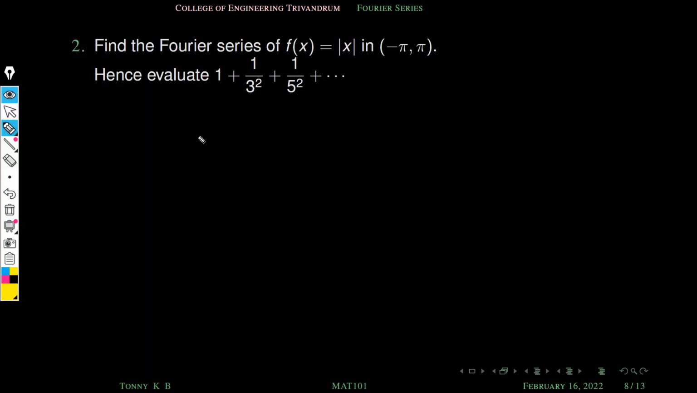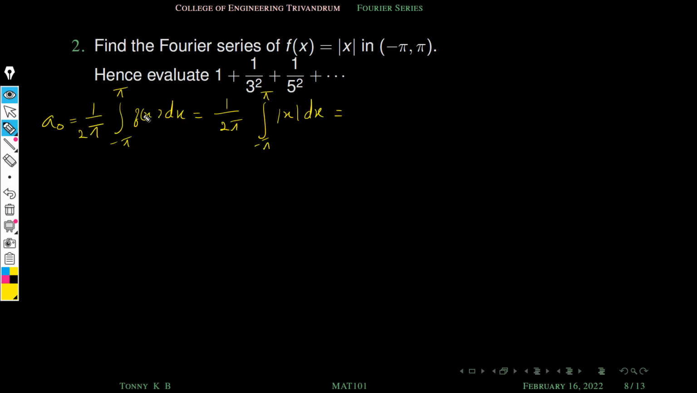Okay, consider a problem. Find the Fourier series of f of x is equal to mod x in the interval minus pi to plus pi. Hence, evaluate 1 plus 1 by 3 square plus 1 by 5 square plus etc. Okay, so first we have to find the Fourier series of this function in this interval. So we have to evaluate a naught, an and bn.